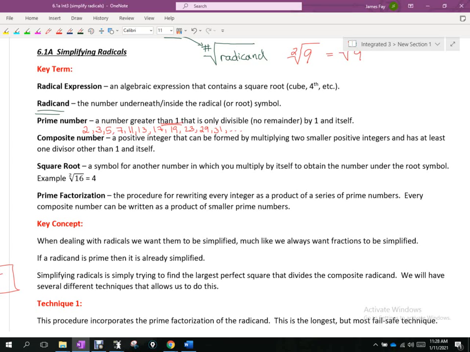15 is composite because you go 3 times 5. Those are other numbers other than 1 in themselves, right? Okay? Square root, symbol for another number in which you multiply by itself to obtain the number underneath the root.